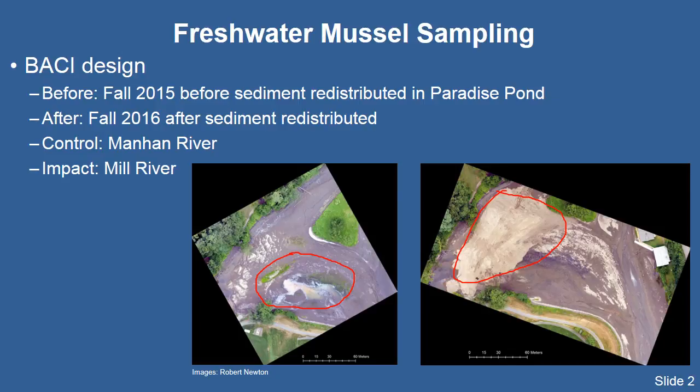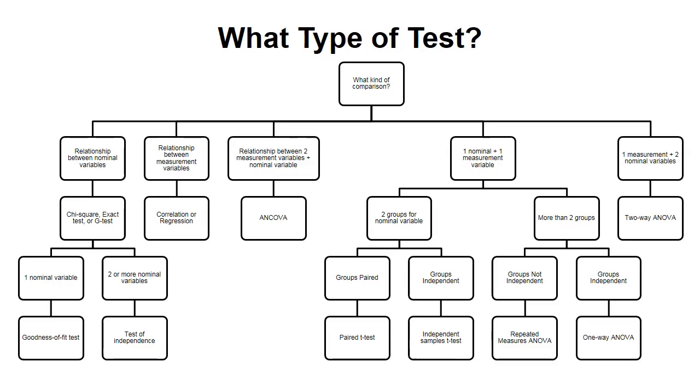And during this redistribution, a lot of sediment did travel downstream, so we want to see if this had any effect on the mussels. So you can see here that we have two time points. So year is one factor that we need to take into account. And the other thing is we've got two locations, two sites. So what kind of test are we going to need to understand what's going on with these data?